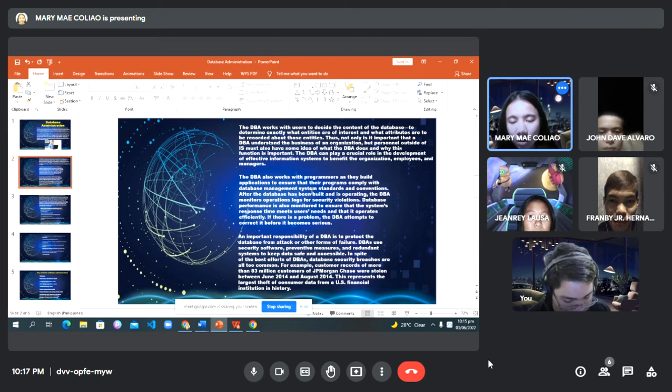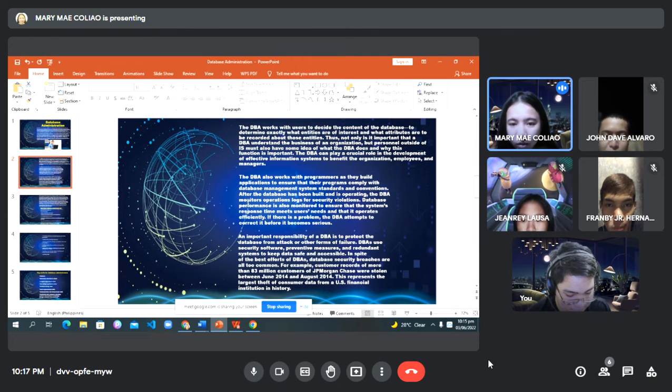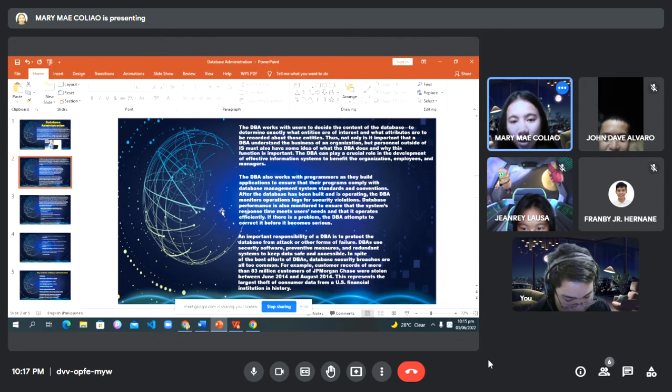The DBA also works with programmers as they build applications to ensure that their programs comply with database management system standards and conventions. After the database has been built and is operating, the DBA monitors operations logs for security violations, database response time meets users' needs, and that it operates efficiently. If there is a problem, the DBA attempts to correct it before it becomes serious.